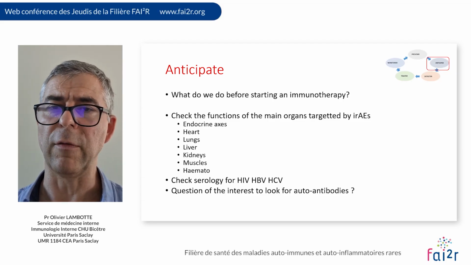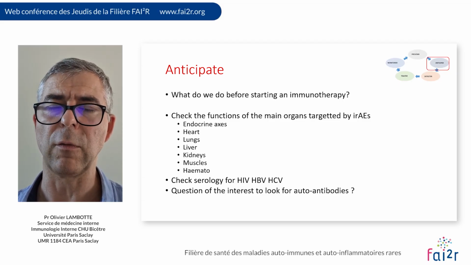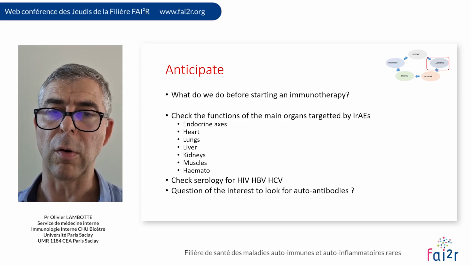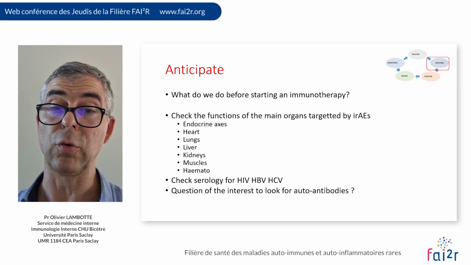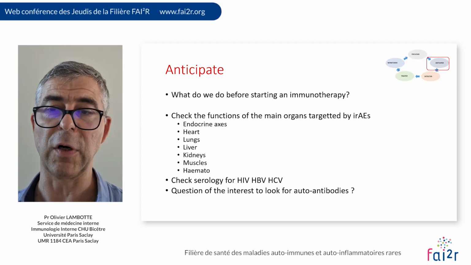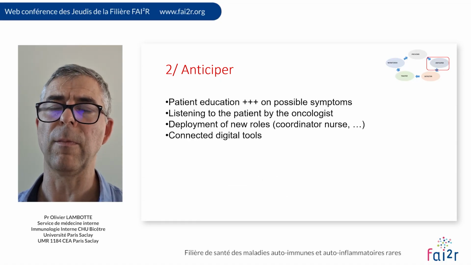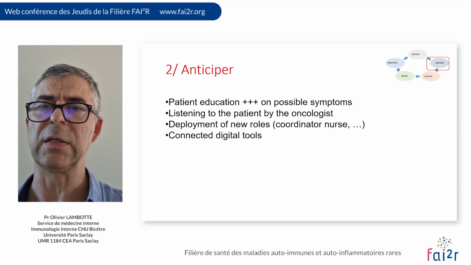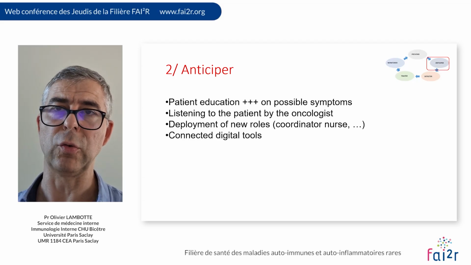So you have the list here. We need cortisol, TSH, an electrocardiogram, a CT scan for the lungs and respiratory functions, the biology for the liver, the urinary dipstick for the kidney, which is very useful, and creatinine, CK for the muscles, the hemogram. It is important to check for hepatitis C, B, and for HIV. And for autoantibodies, there is no indication today to perform autoantibodies before starting immunotherapy. To anticipate, patient education is important, listening to the nurse oncologist, the new role of coordinator nurses, and digital tools.